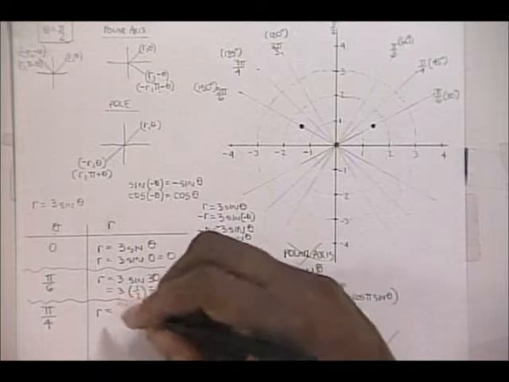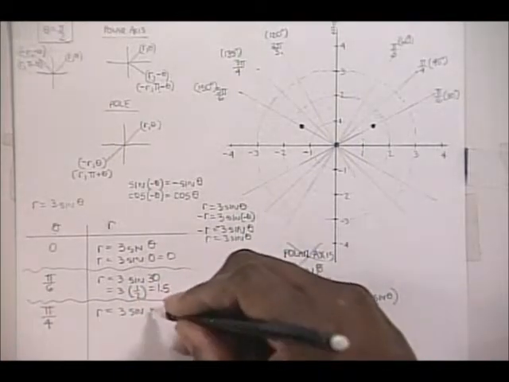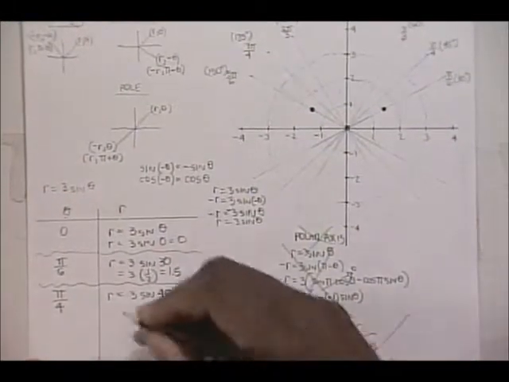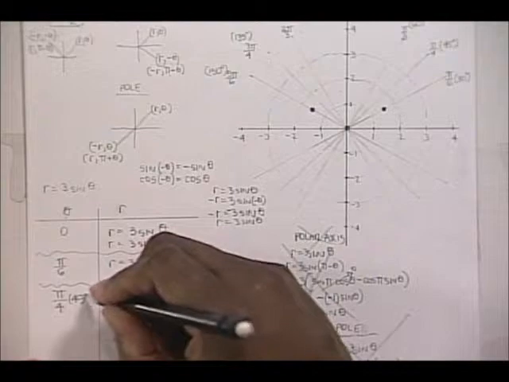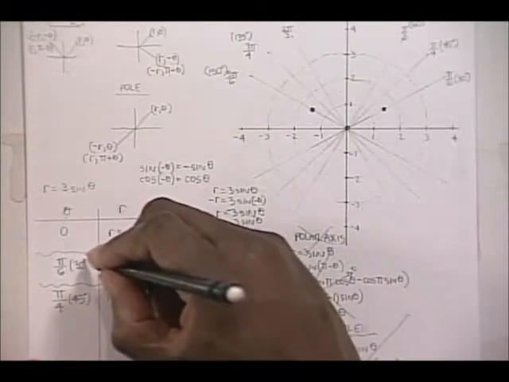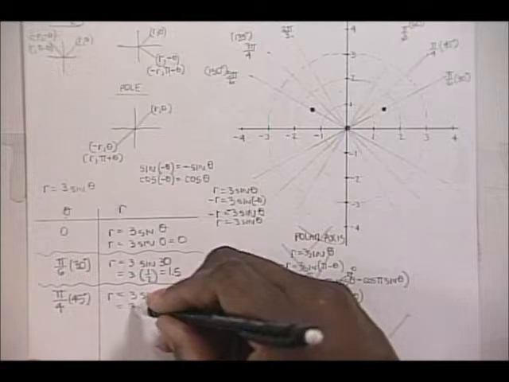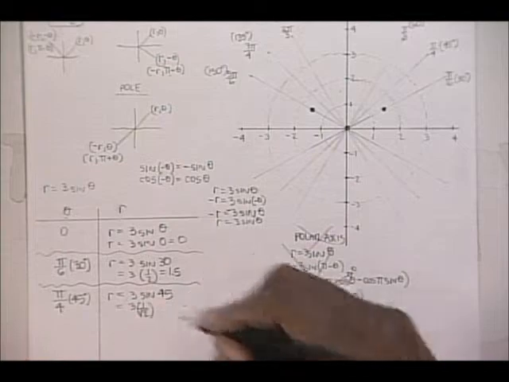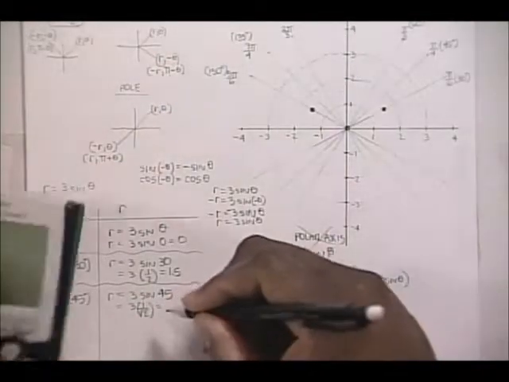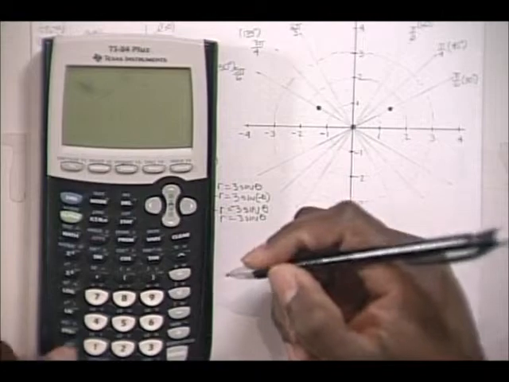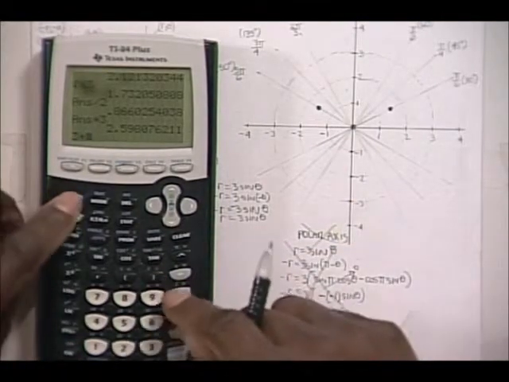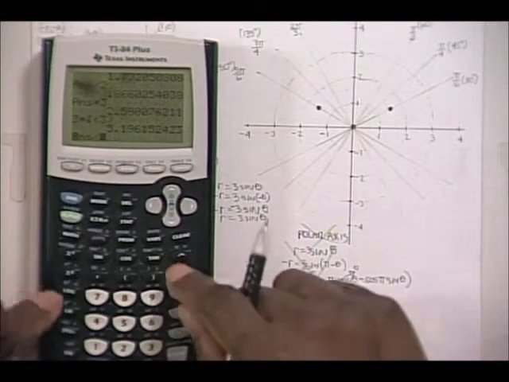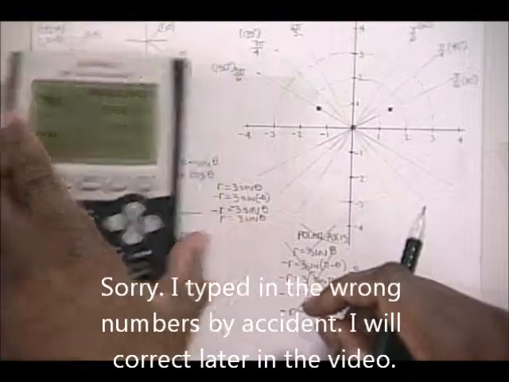Let's substitute that into r is equal to 3 sine of pi over 4, or 45 degrees. This is 45 degrees. This is 30 degrees. All right, and you end up with the sine of 45 is 1 over radical 2. So you can put that in the calculator. 3 times radical 3, and then you divide by 2, you get 2.6.